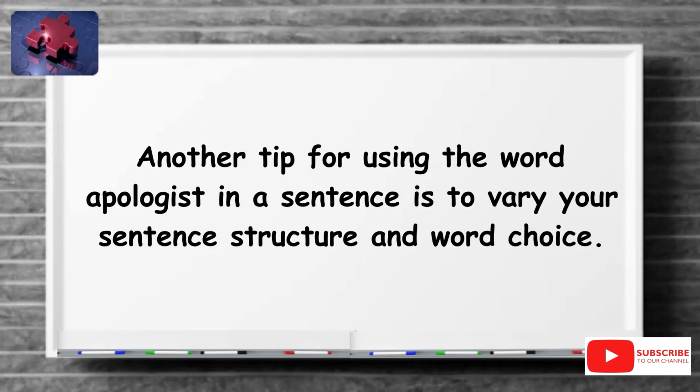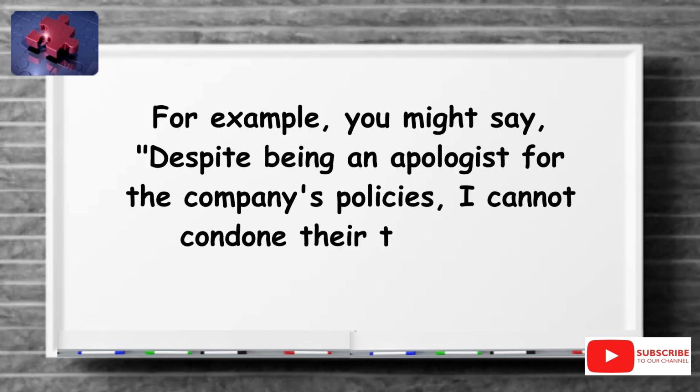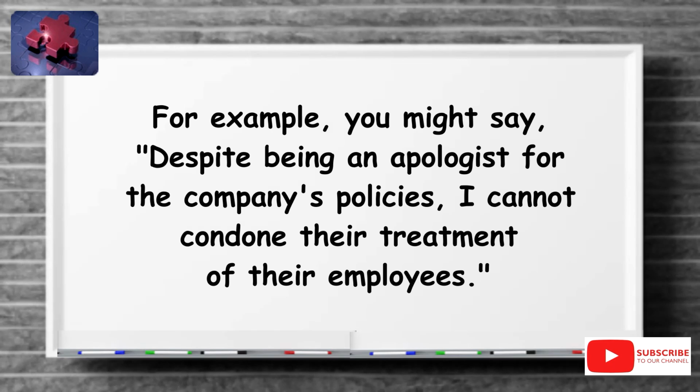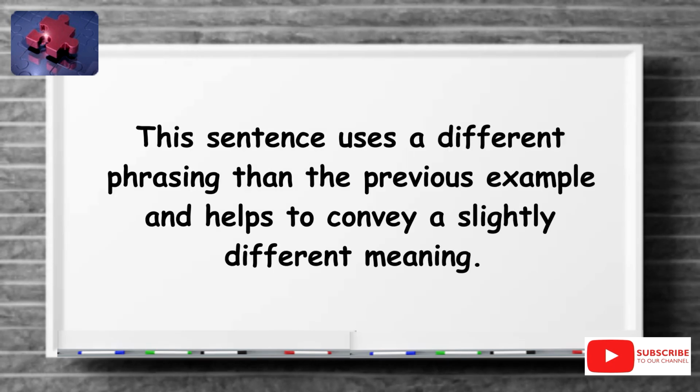Another tip for using the word apologist in a sentence is to vary your sentence structure and word choice. This can keep your writing interesting and engaging and prevent your sentences from becoming repetitive. For example, you might say, despite being an apologist for the company's policies, I cannot condone their treatment of their employees. This sentence uses a different phrasing than the previous example and helps to convey a slightly different meaning.